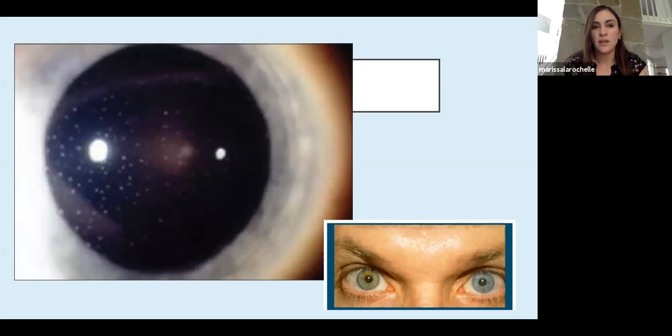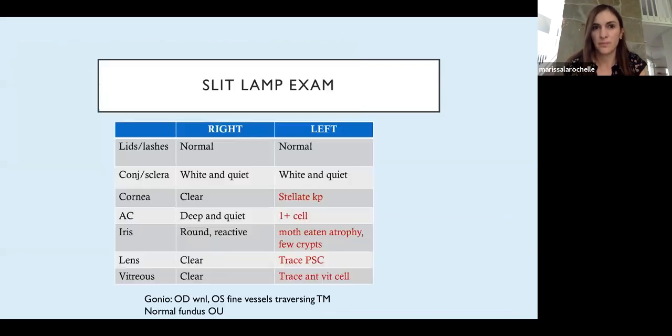And then we can see keratic precipitates in the cornea, and they look small, white, and diffusely located, so from the top down to the bottom of the cornea. So I would call those stellate KP. He has 1+ anterior chamber cell, and you notice the iris atrophy with a little bit of a moth-eaten appearance. He has a mild cataract in that left eye as well, and some trace anterior vitreous cell inflammation. You think to do gonioscopy. The right eye is normal, but you notice some fine blood vessels traversing the trabecular meshwork in that left angle.